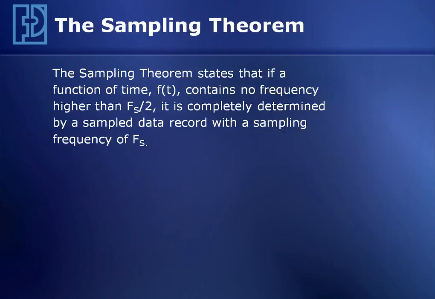Fortunately, we have the sampling theorem, called the Nyquist theorem or the Shannon sampling theorem, and it states that if a function of time contains no frequency higher than half the sampling frequency, then it is completely determined by the sampled data record with a sampling frequency of F sub S.